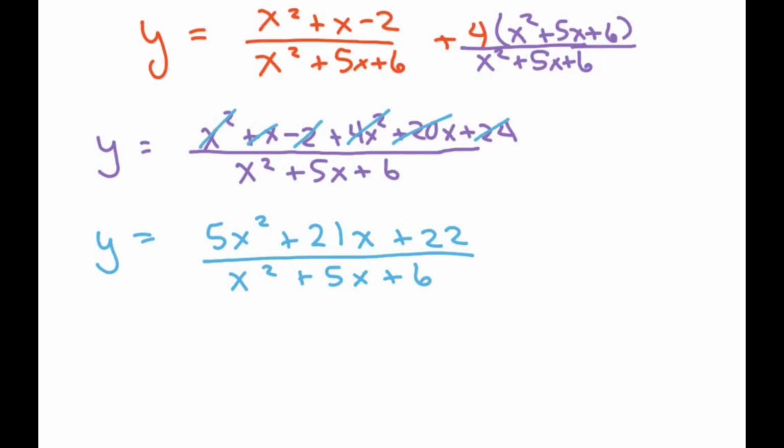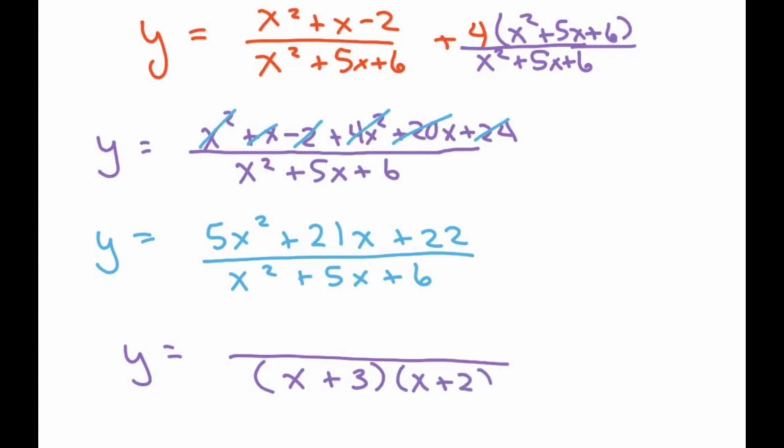Let's see if we can do some factoring now. The denominator is simply going to be x plus 3 and x plus 2. The numerator is not so bad. It looks pretty bad, but I know that 5 is prime, so I know I need a 5x and an x. I also have 2 positives. And the only thing you can do with 22 is 2 and 11, or 22 and 1. So I'm going to do 11 times 2.